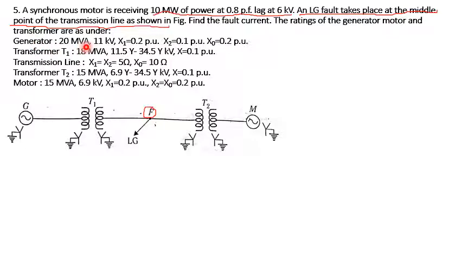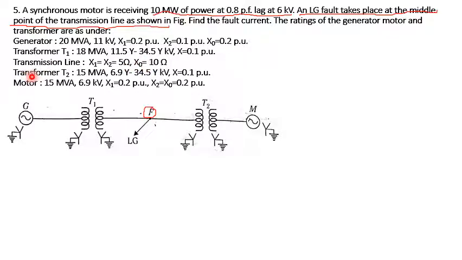Generator: 20 MVA, 11 kV, x1 is 0.2, x2 is 0.1, x0 is 0.2. These values are important. Transformer T1: 18 MVA, 11.5 star/34.5 star kV, x value is 0.1. So for the transformer x1 is equal to x2 is equal to x0, because only the x value is given. For the transmission line, x1 and x2 are 5 ohm, x0 is 10 ohm.